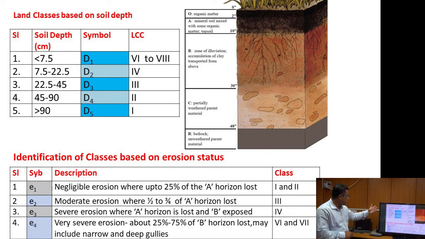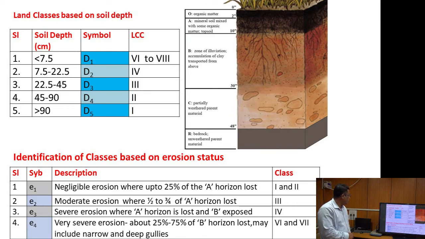And according to this land capability classification, which class does this soil depth fall into? D5, that is the best soil we can think of, that is class 1 type, where the depth would be maximum, where depth is more than 90 cm. If the depth is 45 to 90 cm, then it comes under class 2.